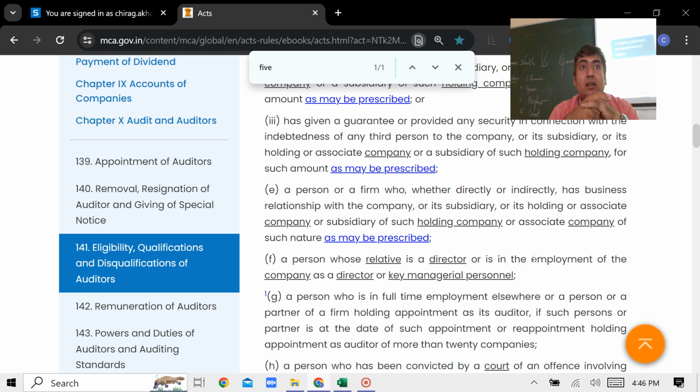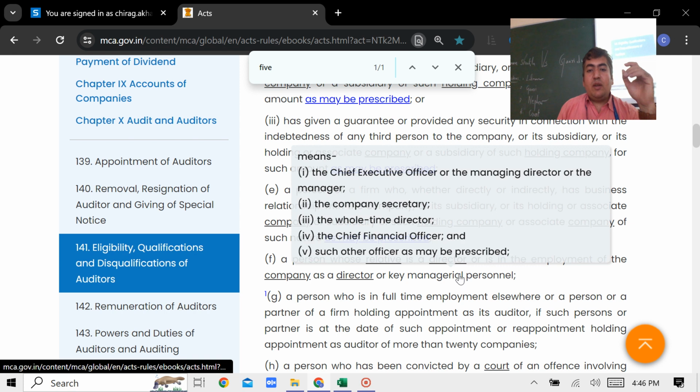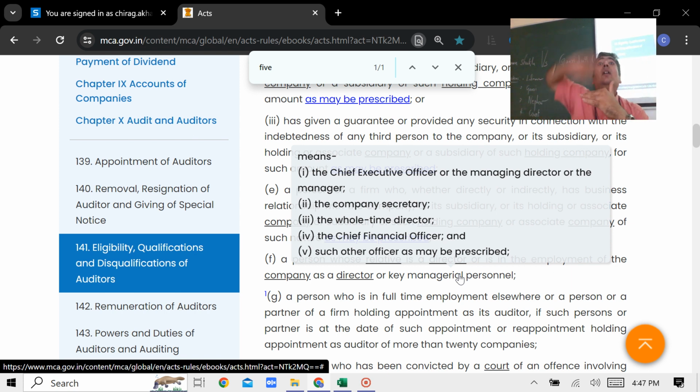But keep in mind, every employment is not creating disqualification. If the person is under the employment either as a director or key managerial personnel. KMP includes these many people, either as a CEO, managing director, company secretary, chief financial officer or whole-time director. So here we are talking about employment at the top level management. If your own brother is working as just one normal employee, then it does not come under disqualification.